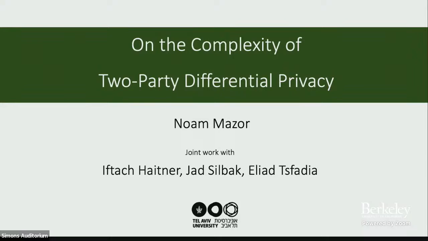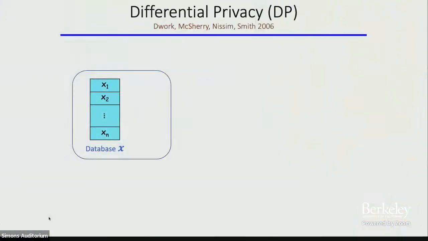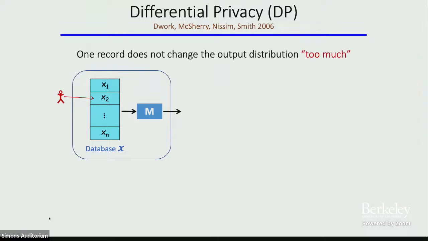Let me start by defining differential privacy. We assume we have some database X that contains maybe sensitive information about the participants, and we want to publish some statistics on this database without revealing any private information on the participants. While publishing some accurate statistic, we want the output of the function we publish not to reveal too much information about one participant in the database.